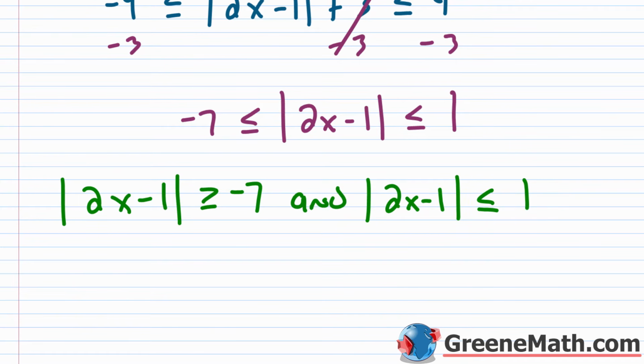Now this one right here, I think you can eyeball that and see that it's going to work for all real numbers, okay? Because the absolute value operation is always going to give you something that is 0 or positive, so basically non-negative.